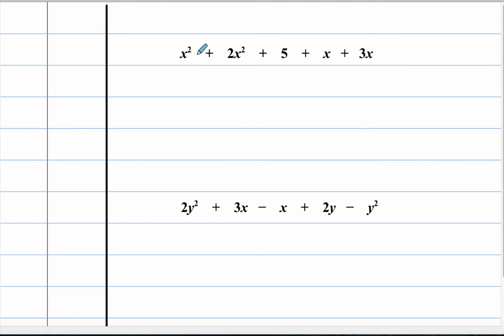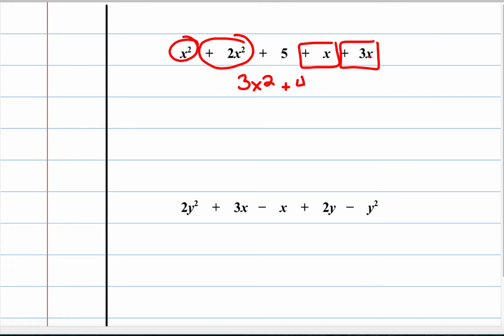All right, we're going to start with x squares. So I have an x squared plus a 2x squared. These are different terms because they're not squared. So that gives me 3x squared. Then I'm going to do my x's. I have an x plus a 3x, so that's plus 4x, and nothing is going with my constant of 5, so that's plus 5.